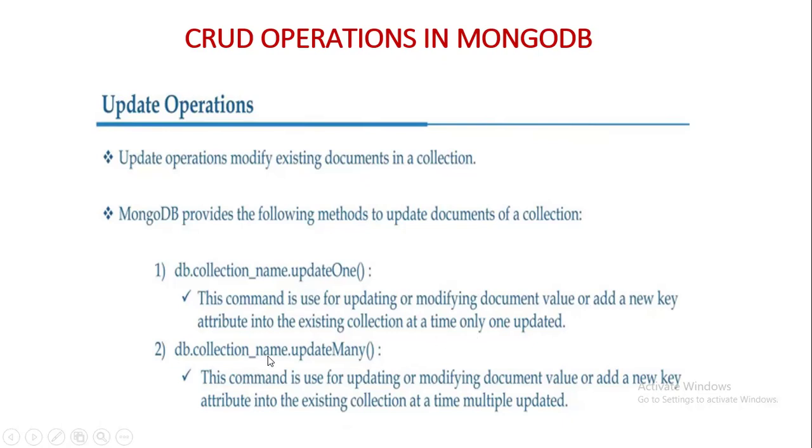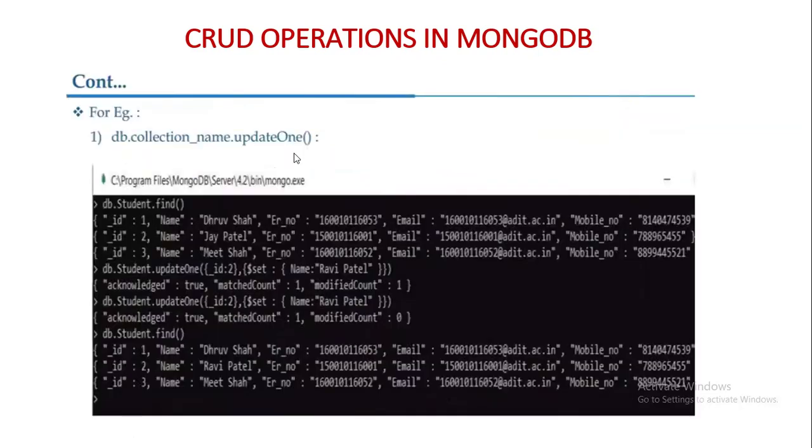Then the next one is updateMany. We can update one or more documents available in the collection satisfying the condition. Let's see with an example. Here we are using the updateOne command. Just see, this is the actual documents: 1, 2, 3. Three documents are available in the collection student.